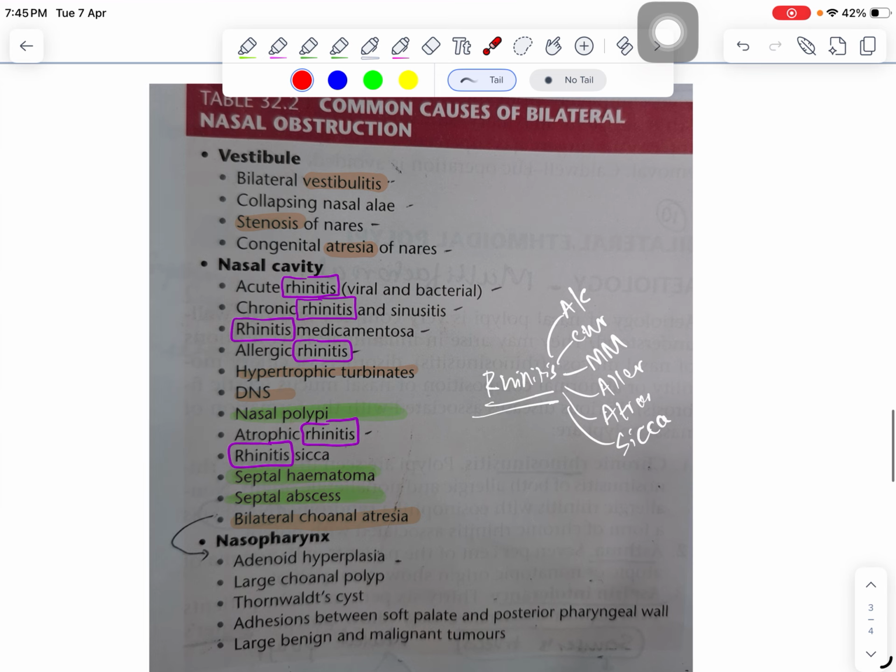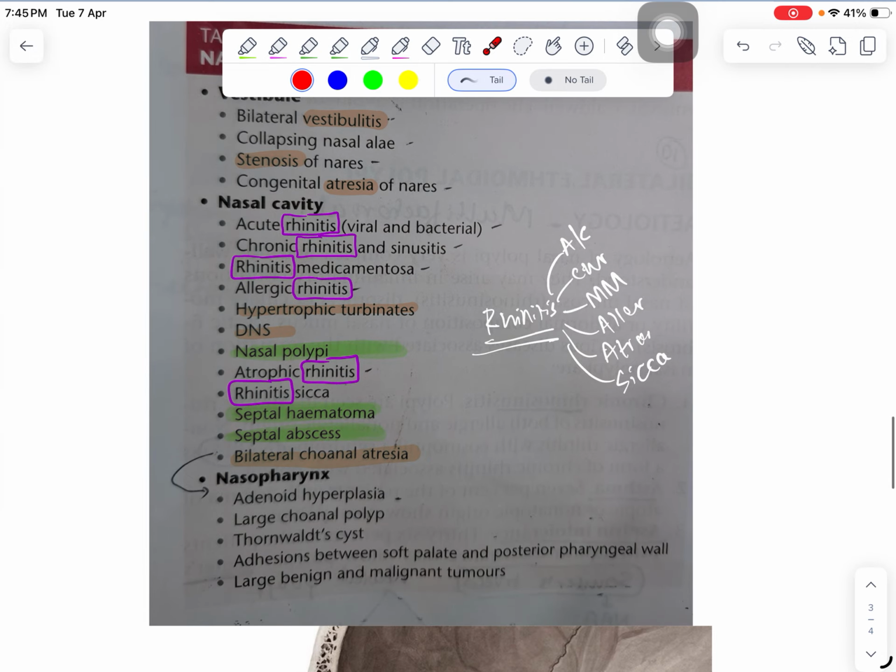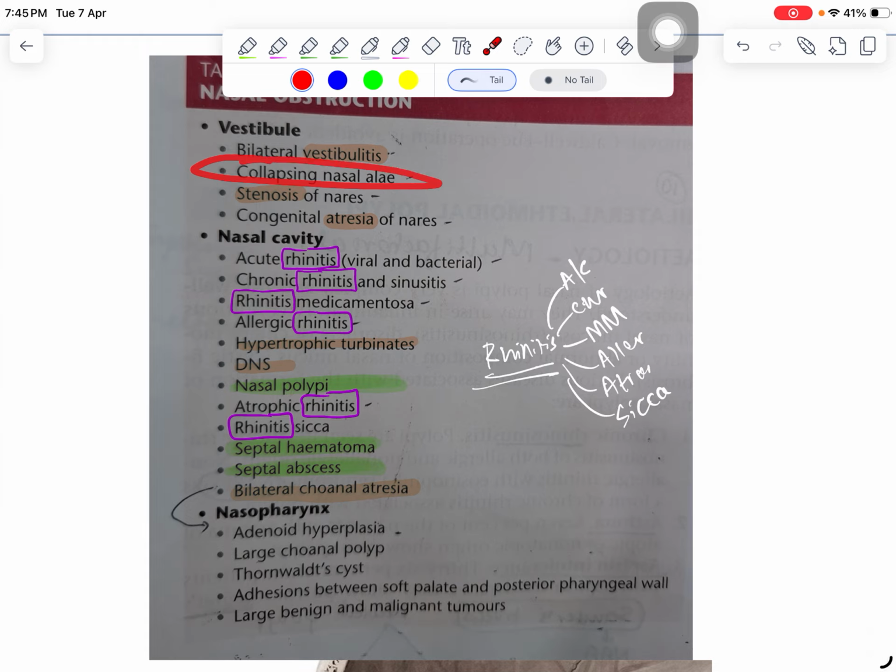Coming to the bilateral nasal obstruction, whatever is red marked is common to the bilateral and unilateral. So these are the common, those are vestibulitis, stenosis and atresia. Coming to here, hypertrophic turbinate, DNS and bilateral choanal atresia. Then coming to the specifics, in the vestibule we have collapsing nasal alae. In the nasal cavity we have rhinitis, whatever you can remember of rhinitis: acute rhinitis, chronic rhinitis, allergic rhinitis, atrophic rhinitis, rhinitis medicamentosa. Those are all the causes of bilateral obstruction in the nasal cavity.